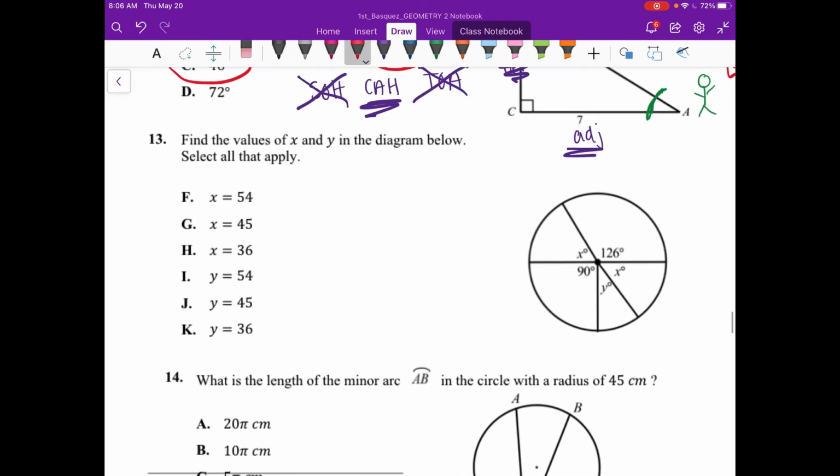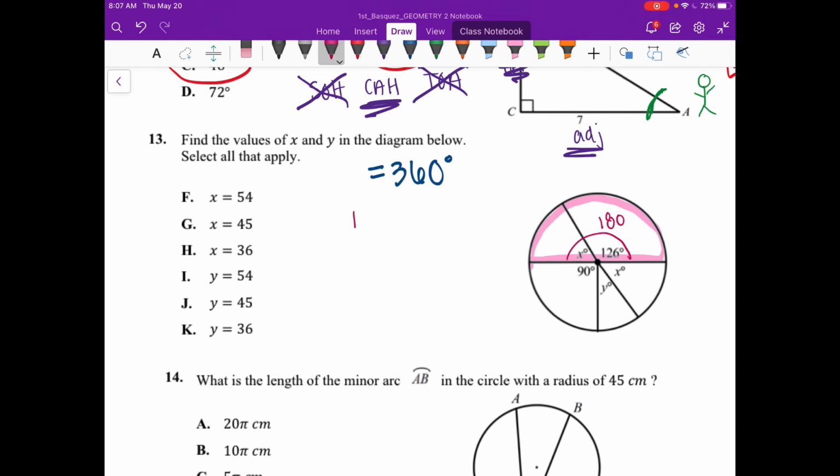Going on to number 13, find the value of x and y in the diagram below. Select all that apply. So I have a few things going on. First of all, this is a circle, and all circles add up to 360 degrees. So you can do this a few different ways. You can add these all up and set them equal to 360. Now I'm looking for specific values of x and y. So I'm going to start off by figuring out what my semicircle is. This is half the circle. Half the circle adds up to 180.